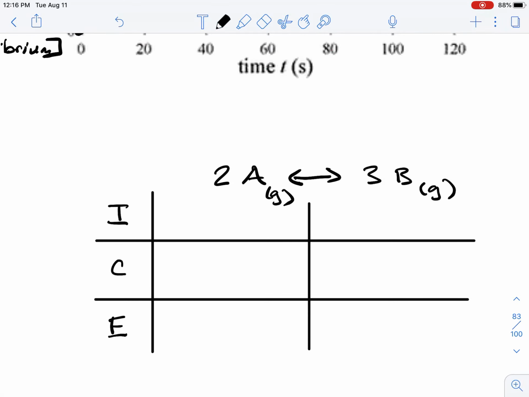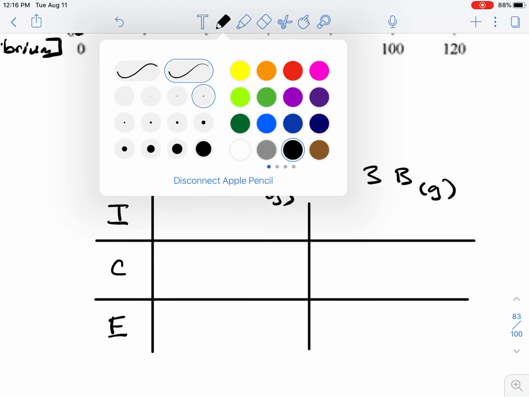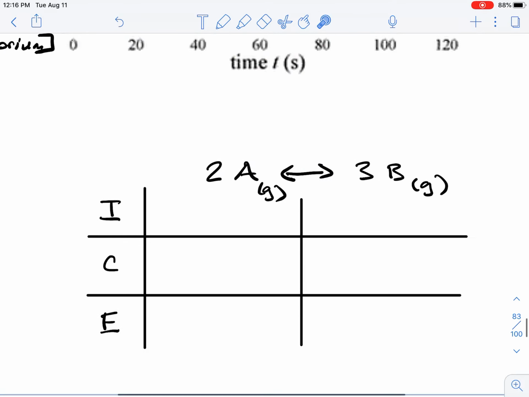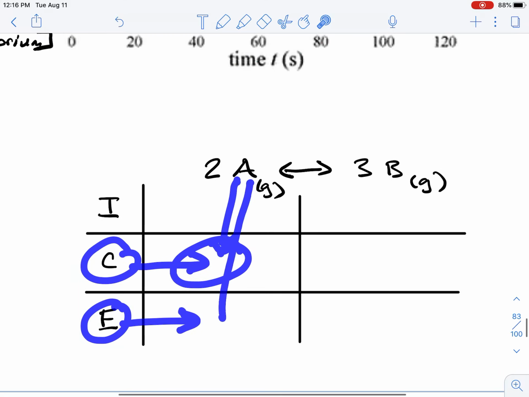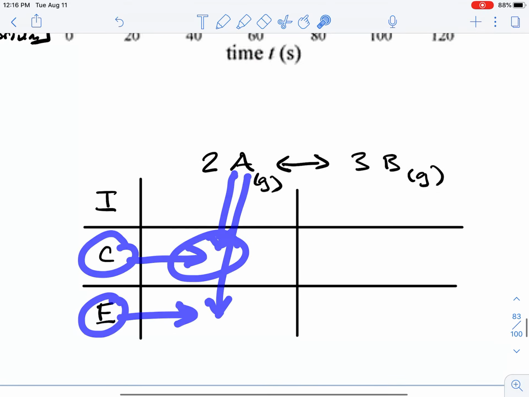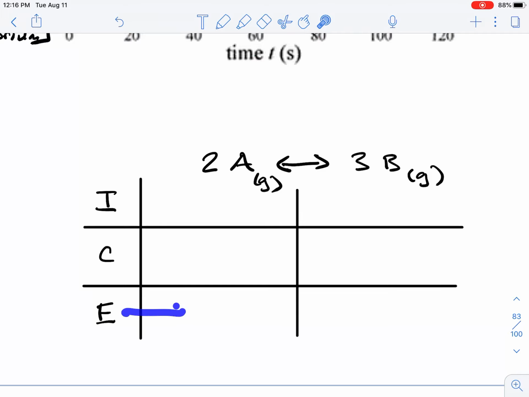And so the initial concentration, actually, let's go ahead and take a look at these columns. This column here is going to represent the initial concentration for substance A. This part in the column is going to represent the change in the concentration of substance A, or reactant A. The same idea goes here for E, right? So this is going to be the equilibrium concentration for substance A.